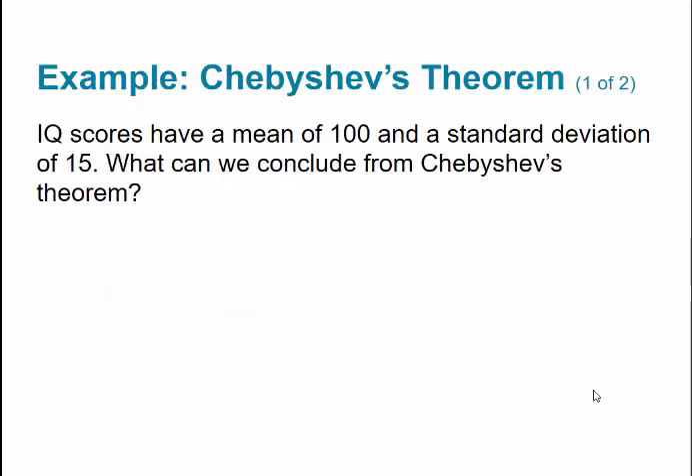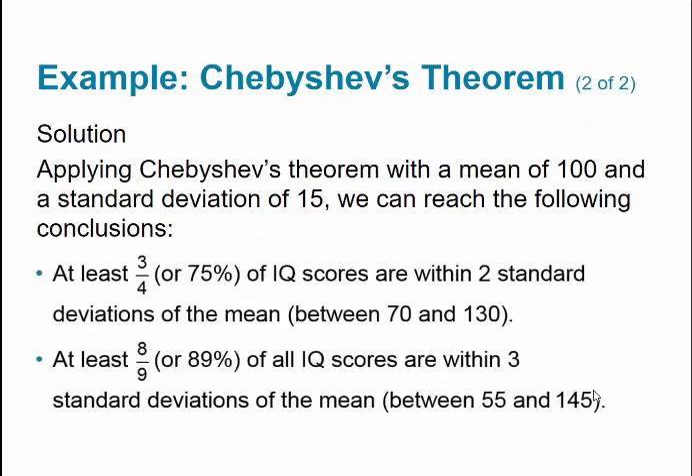So here's an example. IQ scores have a mean of 100 and a standard deviation of 15. What can we conclude from Chebyshev's theorem? Applying the theorem with a mean of 100 and a standard deviation of 15, we can reach the following conclusions. About 75% of the IQ scores are within 2 standard deviations of the mean. And about 89% of all IQ scores are within 3 standard deviations of the mean. And that means it's between an IQ score of 55 and an IQ score of 145.